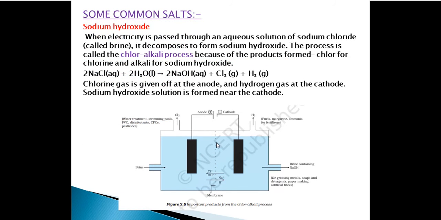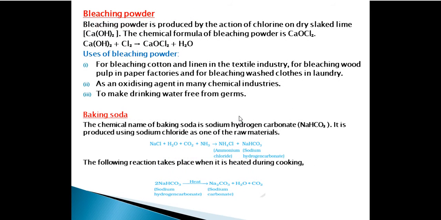Next, we have read about the common types of salt. First of all, we have read about sodium hydroxide. It is formed by passing electricity through an aqueous solution of sodium chloride, and it decomposes to give you sodium hydroxide, chlorine gas and hydrogen gas. Chlorine gas is formed at the anode, hydrogen gas is formed at the cathode, and sodium hydroxide is formed near the cathode, and this process is called the chloralkali process.